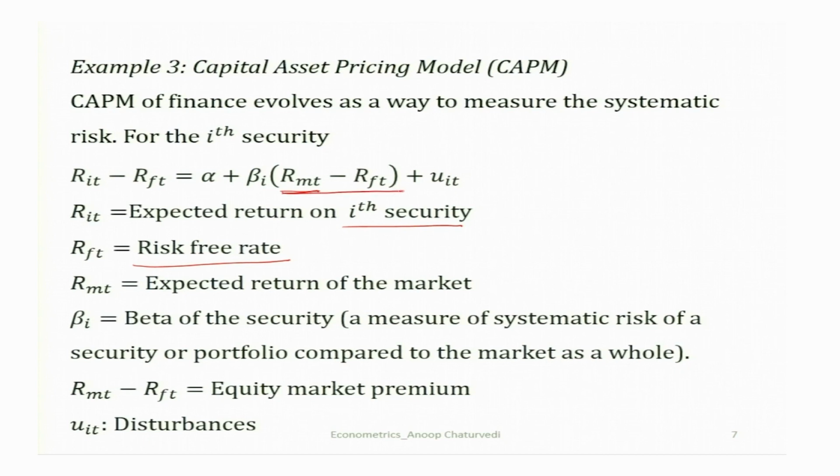So, this is the equity market premium, and corresponding to the security i over the risk free rate, you have this much return, R_it minus R_ft, and this beta_i is a measure of systematic risk of a security, meaning this i-th security, or it may be a particular portfolio, compared to the market as a whole. And then obviously, U_it is the disturbance.